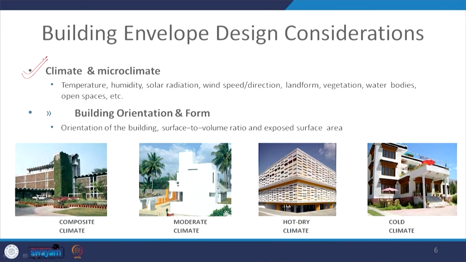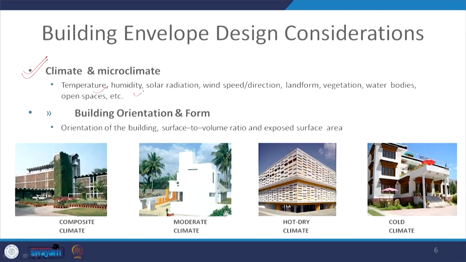So, understanding the climate, what the climate brings with it, and how we can deal with it through the buildings. So, we have to know about the temperature ranges, humidity, solar radiation, wind speed and direction, landform, vegetation, water bodies, open spaces, and all these things as part of the climate and microclimate study. We have dealt with this in detail as part of our site analysis. Once we have this data with us, the next is building orientation and form.